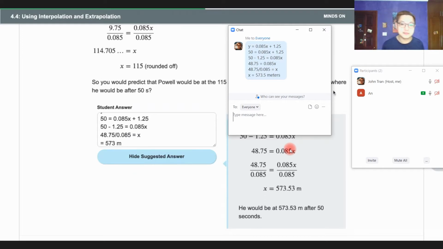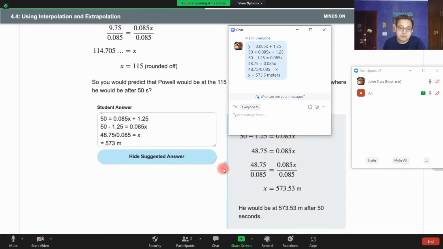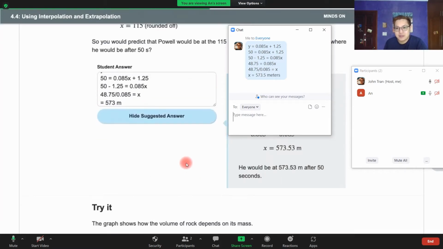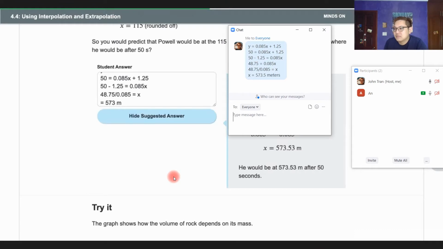So he would be close to about 573.50 meters after 50 seconds. This is just an estimation because nobody runs at the same speed. You go up, down, like that. In a race, you have to try your best, of course, but you don't go too fast, it's too dangerous.